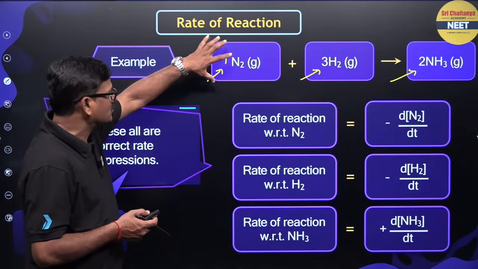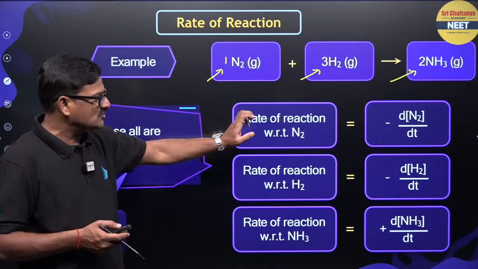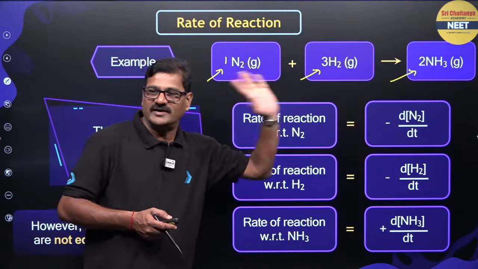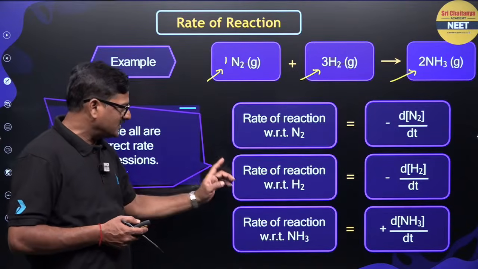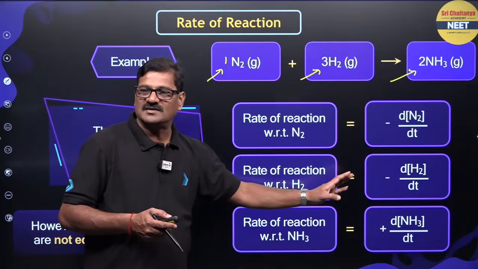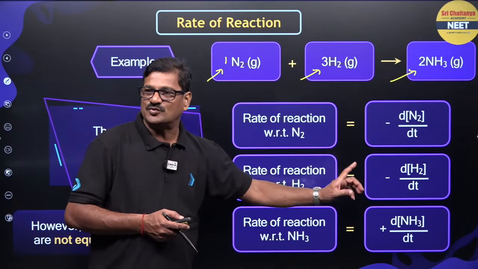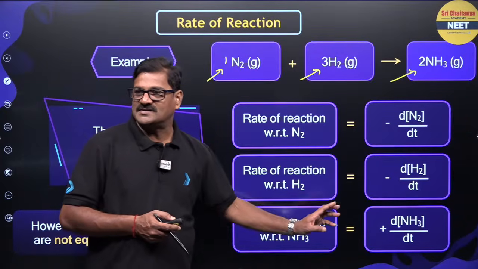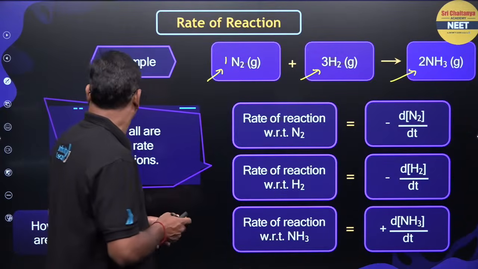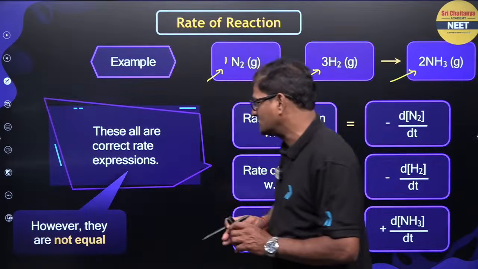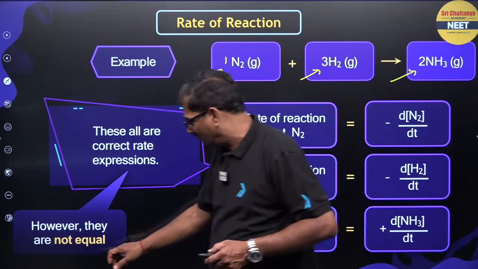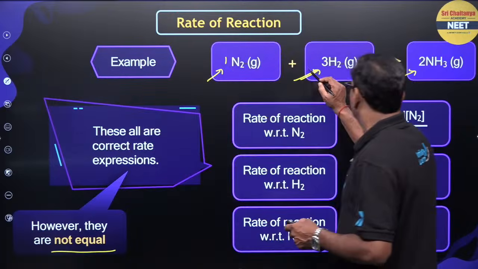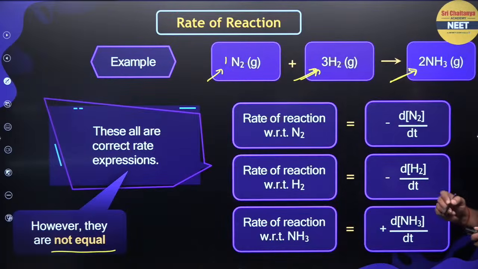Rate with respect to nitrogen is going to be minus d N2 by dt. Rate with respect to hydrogen is going to be minus dH2 by dt. Rate with respect to NH3 is plus d NH3 by dt. Here these are all correct rate expressions, however they are not equal, because of the coefficients.